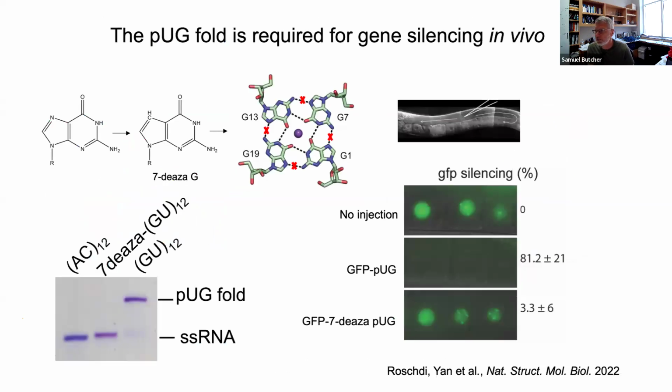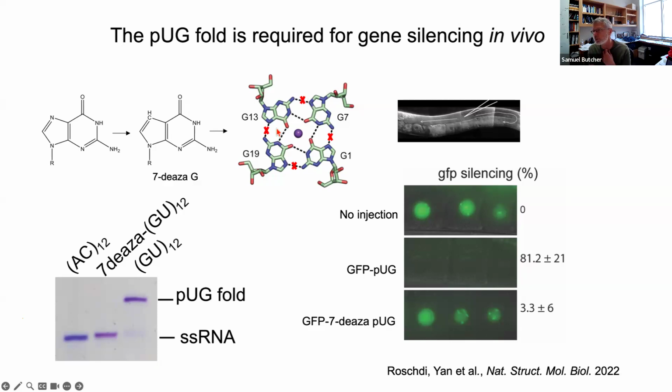And so we did a lot of work on this. I'm just going to show you one example of how we proved that this RNA was folding in a live animal. And that is, we knew it was a quadruplex.